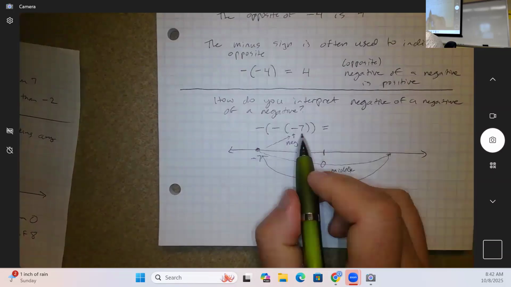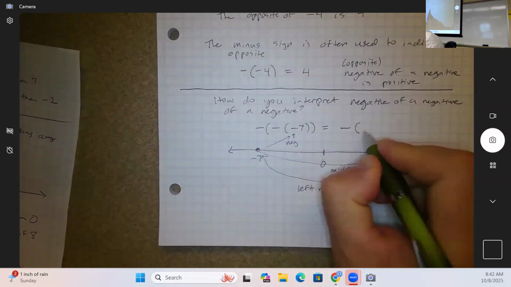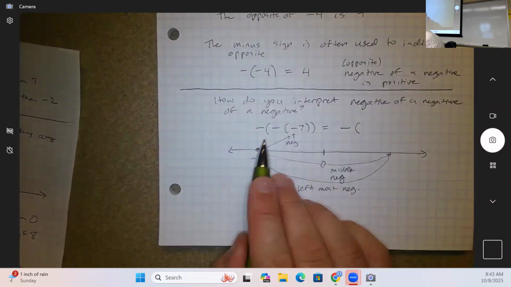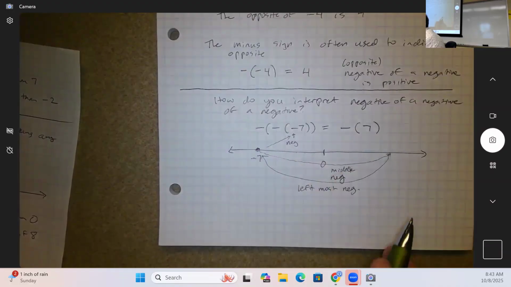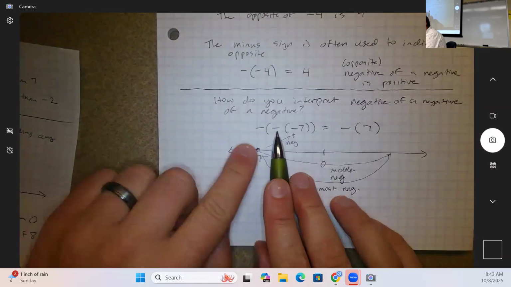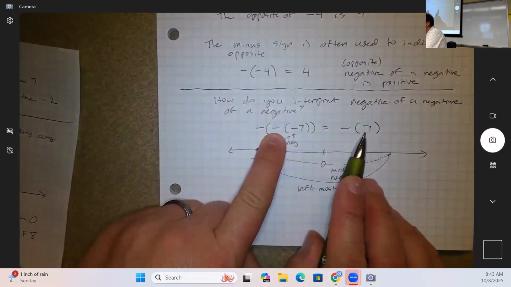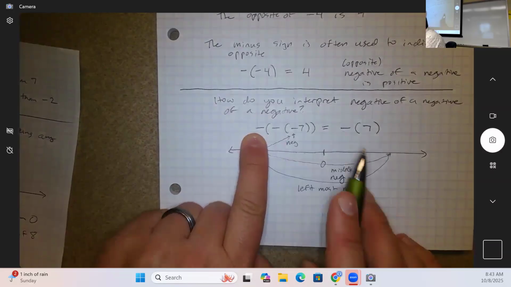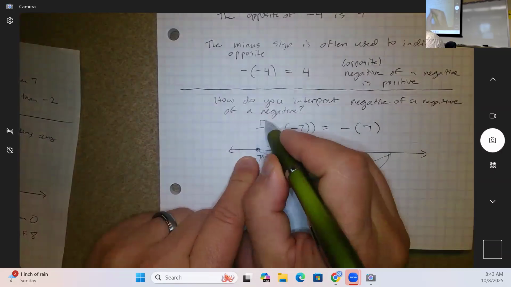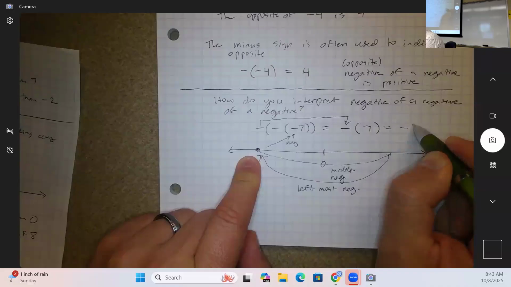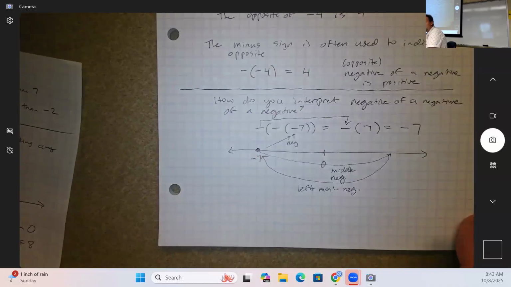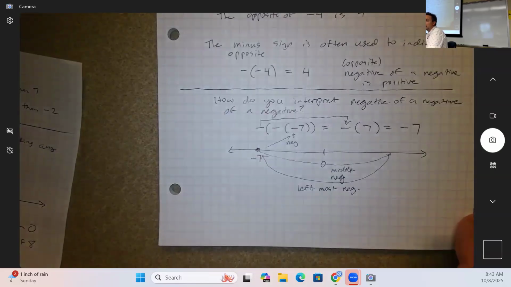So that first -7, when I make it the opposite, it becomes a +7. So the middle and the rightmost minuses cancel out and give me a +7. But I still have the one that was the leftmost, and that gets me back to -7. A negative of a negative is a positive. So a negative of a negative of a negative is a negative, and it just bounces it from side to side.